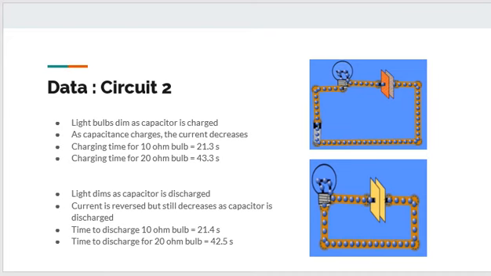This was found using the voltmeter as the capacitor was charged from 0 volts to about negative 9 volts, and then discharged from negative 9 volts to 0 volts.